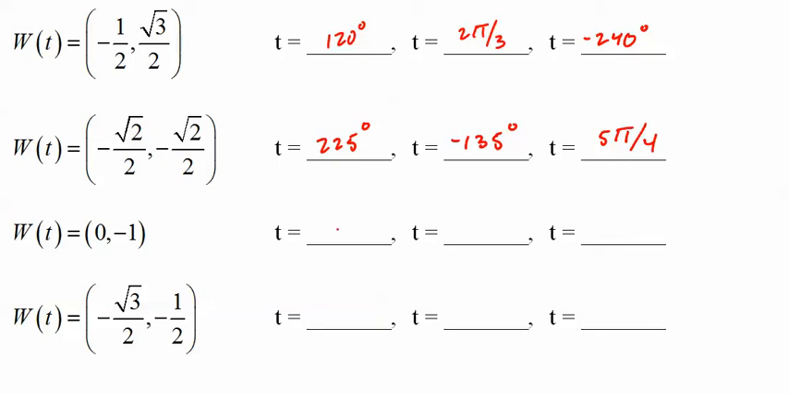0, negative 1: 270 degrees, negative 90 degrees, 3 pi over 2. Negative root 3 over 2, negative 1/2. That's a tricky one. We're in the third quadrant. Cosine is negative root 3 over 2, so that screams out to me 210 degrees, also known as negative 150 degrees, also known as 7 pi over 6.